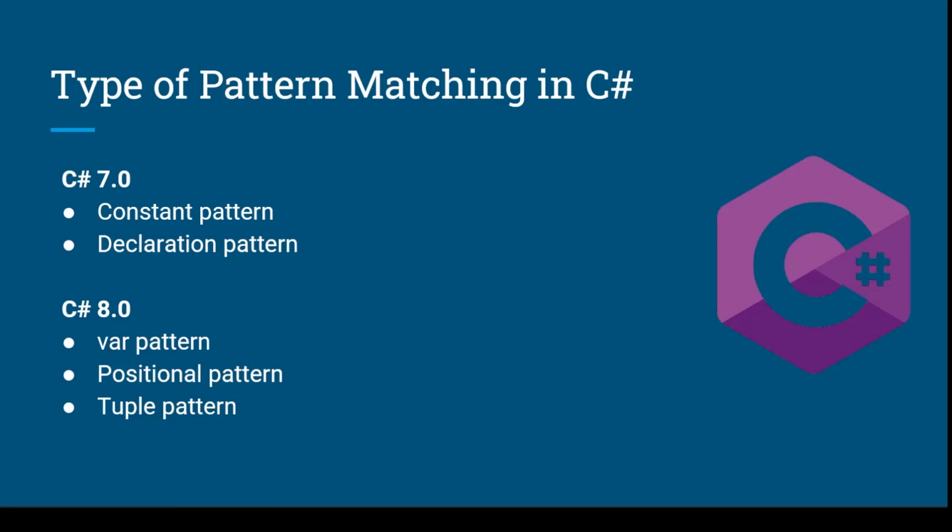Now let's see what the different patterns are that are available in C Sharp related to pattern matching. Pattern matching was introduced in version 7.0. In this version, we got the constant pattern and the declaration pattern. So let's open up Visual Studio and understand these two first.